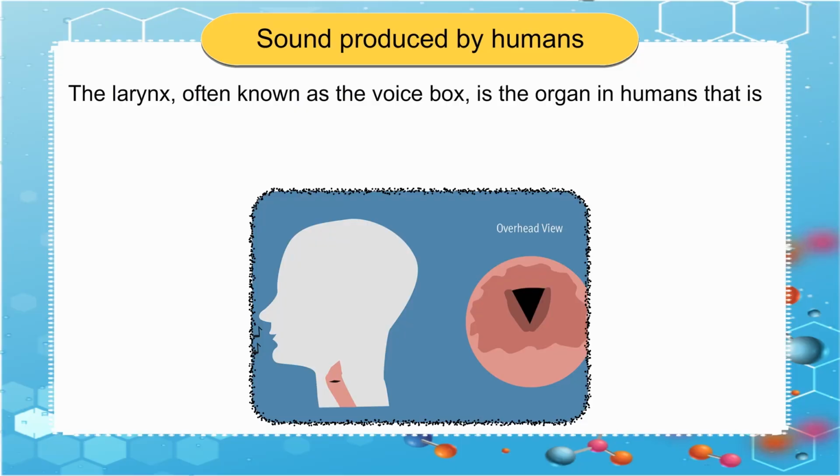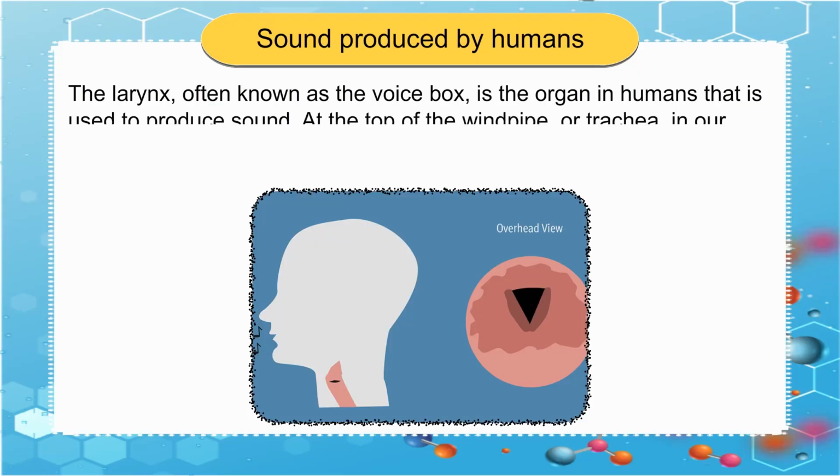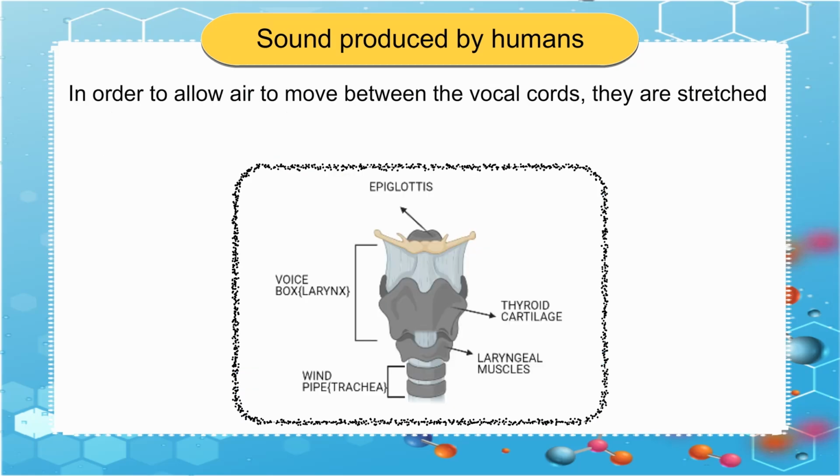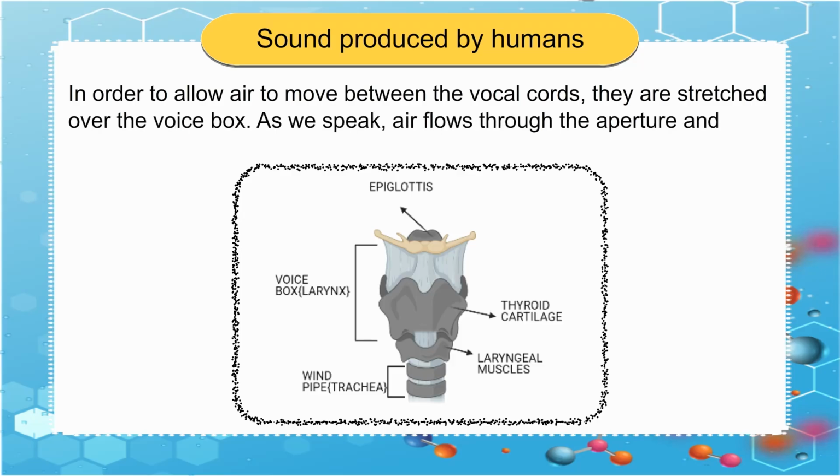Sound produced by humans. The larynx, often known as the voice box, is the organ in humans that is used to produce sound. At the top of the windpipe, or trachea, in our throat, is where the larynx is situated. Vocal cords are two ligaments found in the larynx, or voice box. In order to allow air to move between the vocal cords, they are stretched over the voice box. As we speak, air flows through the aperture and vibrations in the cords create sound.